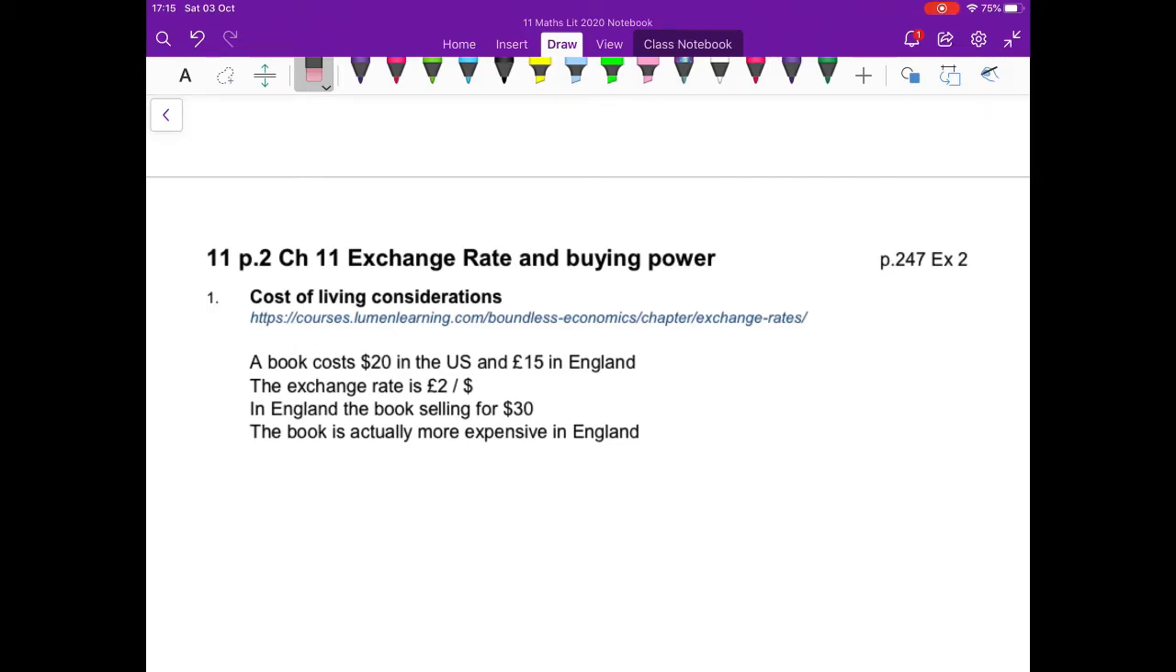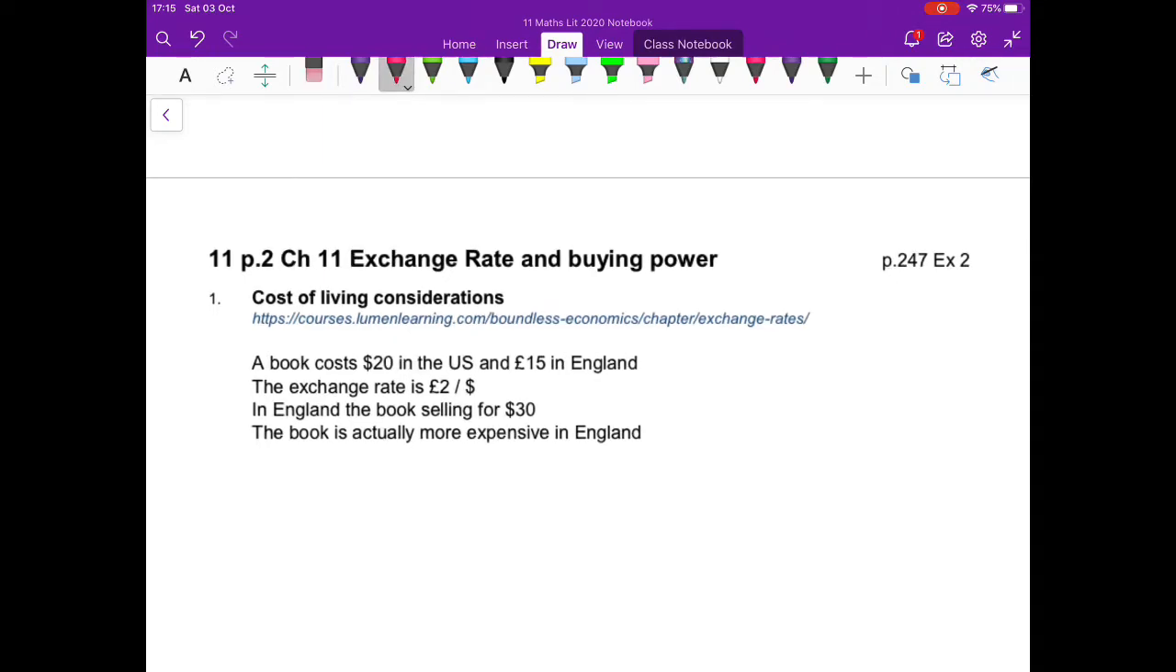So, for example, it does not make sense to say that a book costs $20 in the US and £15 in England. The comparison is not equivalent. And why is this? Because we know that the exchange rate is £2 per dollar. So in other words, $1 will cost you £2. So therefore, in England, the book is selling for $30 if you're looking from an American perspective. So the book is actually more expensive in England.